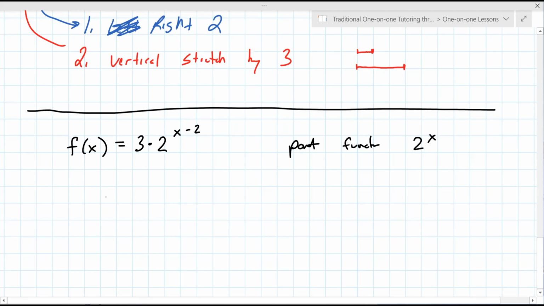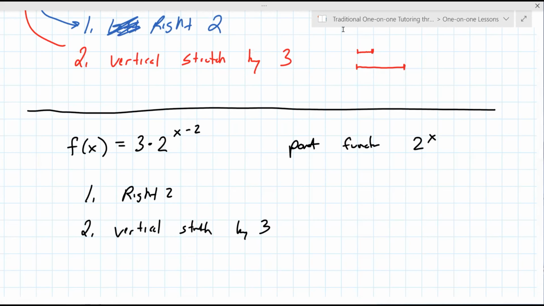And again, there are two transformations. Right 2, and that comes from this up here. And then the second one is a vertical stretch of 3. By 3, or of 3. Yes. So it is vertically stretching up 3.